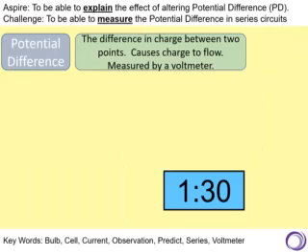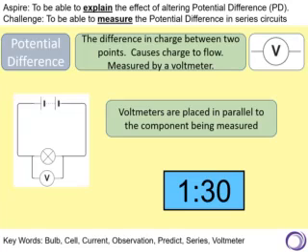So potential difference, the difference in charge between 2 points, causes charge to flow, and that is measured by a voltmeter. We have the symbol that you can see on the right hand side there. Our voltmeters are placed in parallel to the component being measured. And what that means is that we are applying it. So here is one line in the circuit through the bulb, and parallel to that line we have the voltmeter, which is put around the component.